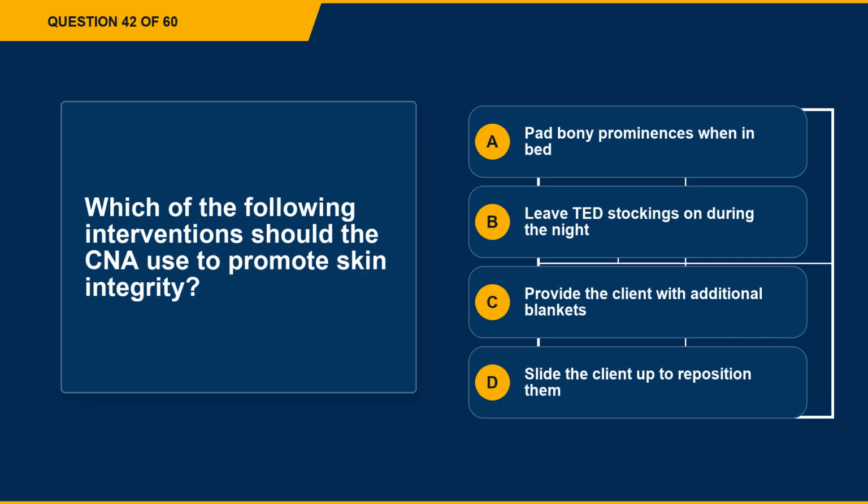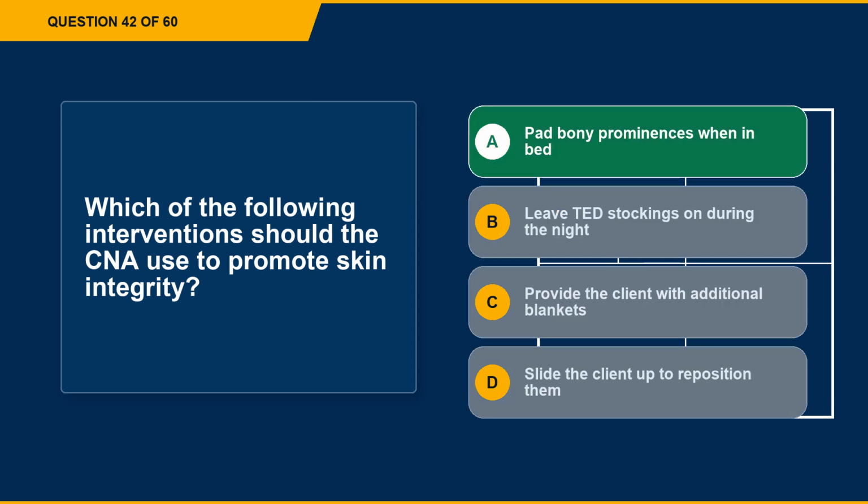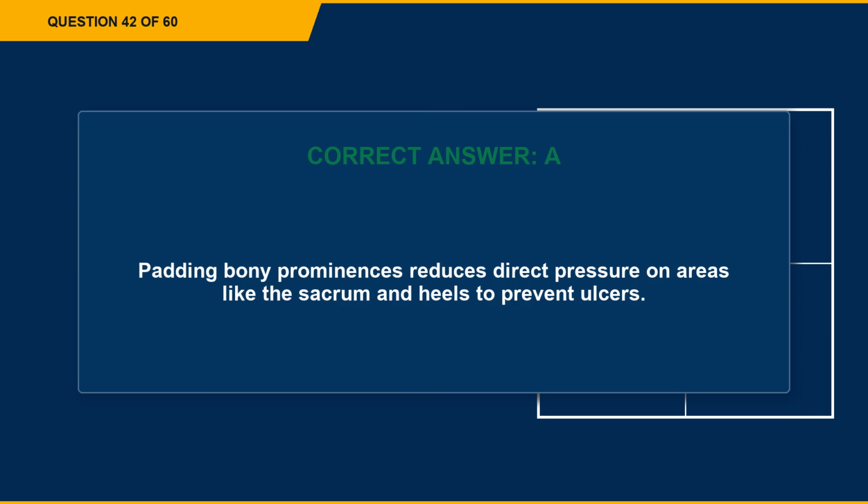Question 42. Which of the following interventions should the CNA use to promote skin integrity? Option A, pad bony prominences when in bed. Option B, leave TED stockings on during the night. Option C, provide the client with additional blankets. Option D, slide the client up to reposition them. The correct answer is option A, pad bony prominences when in bed. Explanation. Padding bony prominences reduces direct pressure on areas like the sacrum and heels to prevent ulcers.